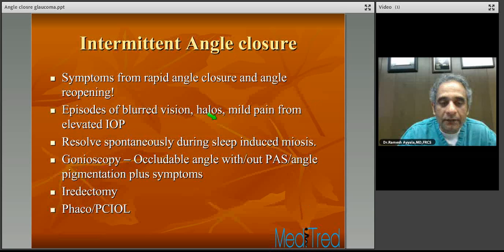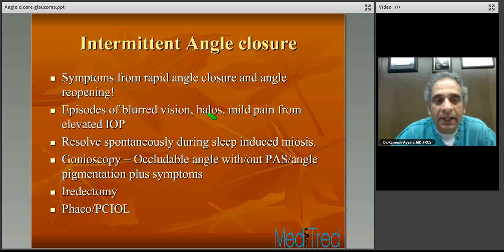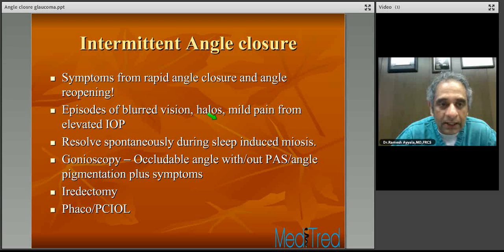Now, some of these patients with occludable angles may develop intermittent angle closure glaucoma before they develop a full-blown attack. What's happening here is that in a given setup, such as in a semi-dark room watching television in the evening, in an eye with occludable angles as we discussed previously, the pupil can dilate into a mid-dilated position, causing a rapid increase in the intraocular pressure.